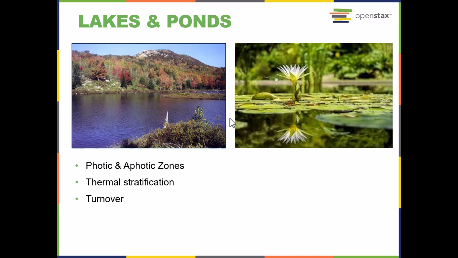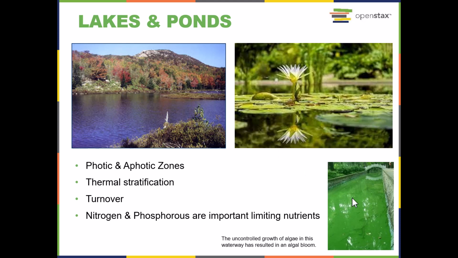What also ends up happening is during different times of the year, that thermal stratification will switch. When it gets cold, the water at the bottom will be warmer and the water at the top will be colder. So we get this turnover of that stratification. And with that turnover, we often will get turnover of the nutrients as well. In lakes and ponds, the amount of available nitrogen and phosphorus are very important limiting nutrients. This picture shows us an algae bloom. So we've had probably runoff into this area, too many nutrients going into that, causing this algae bloom.